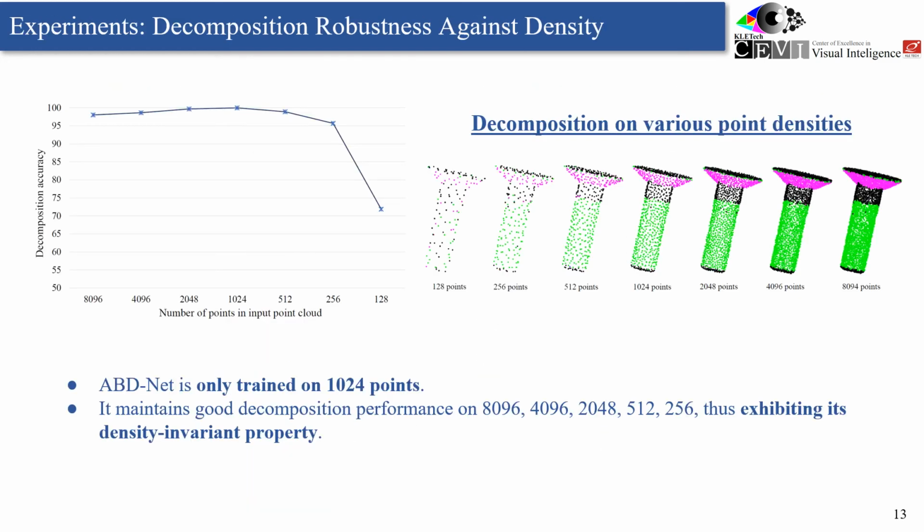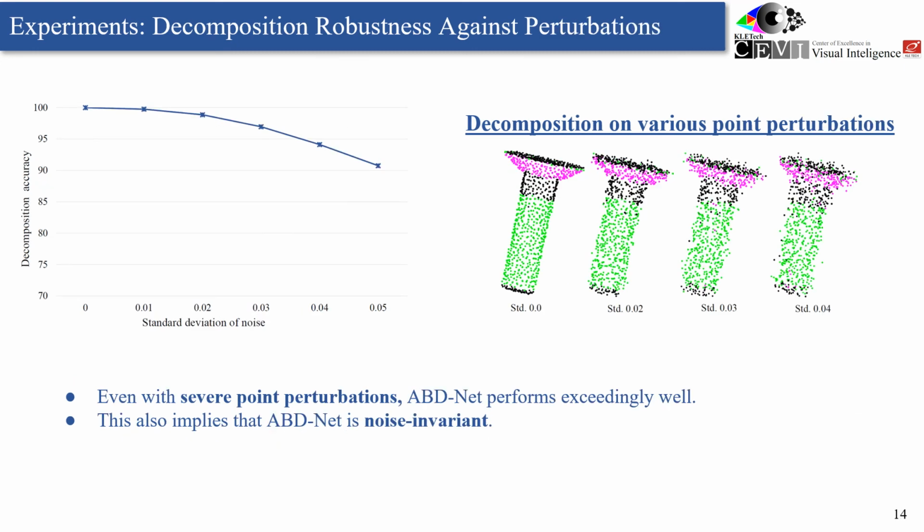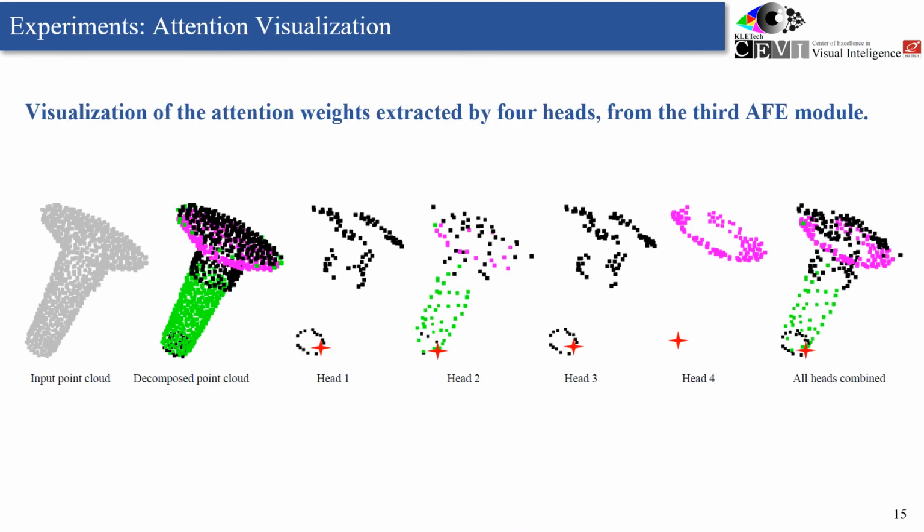To analyze the decomposition performance of our model, we perform a robustness test with varying point densities. Even though our model is only trained on point clouds with 1024 points, it maintains good performance for all point densities. Overall, the model exhibits its density invariant property. Further, we perform a robustness test with point perturbations. Even when the point cloud is distorted with severe noise with a standard deviation of 0.05, our model achieves a promising accuracy of 91%. These results indicate that our proposed ABD-Net is robust to point distortions, thus exhibiting its noise invariant property.